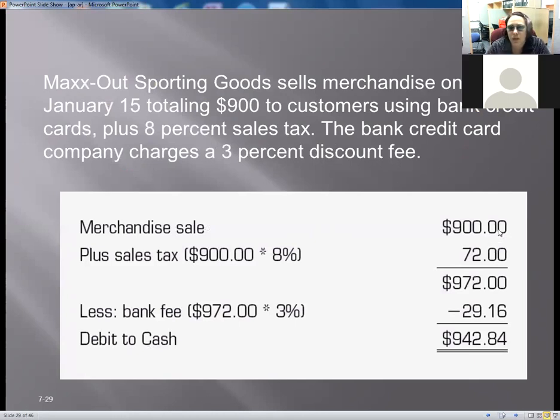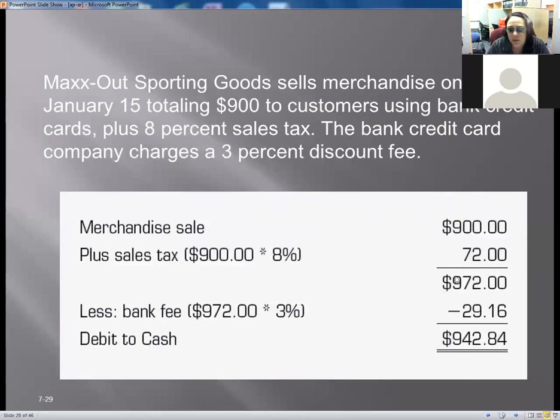So if you sell $900, tax on $900 at 8% is $72. So you got a $972 transaction. If you take 3% of that, you're looking at almost $30. That's a lot of money that the business is eating. But then again, it's going on their income statement, so it's going to help offset their net income for this $900.